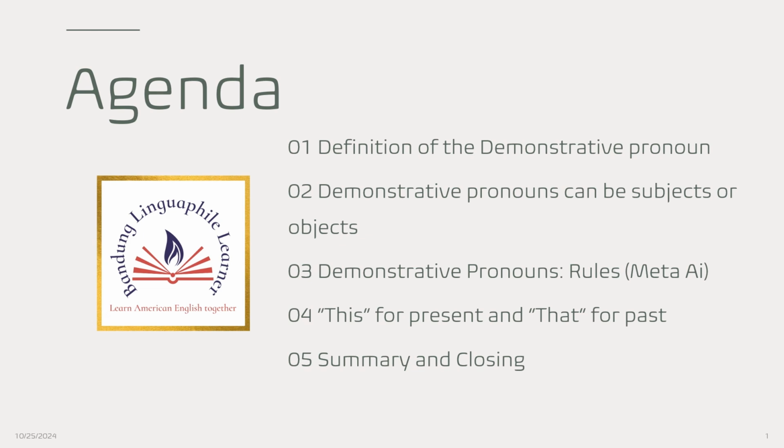Agenda. Part 1: Definition of the demonstrative pronoun. Part 2: Demonstrative pronouns can be subjects or objects. Part 3: Demonstrative pronouns rule according to Meta AI. Part 4: This for present and that for past. Part 5: Summary and closing.